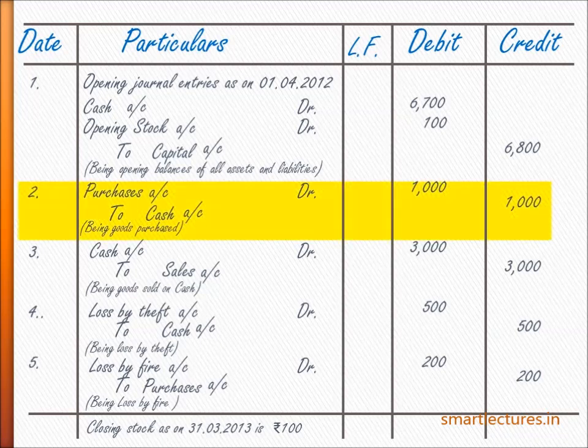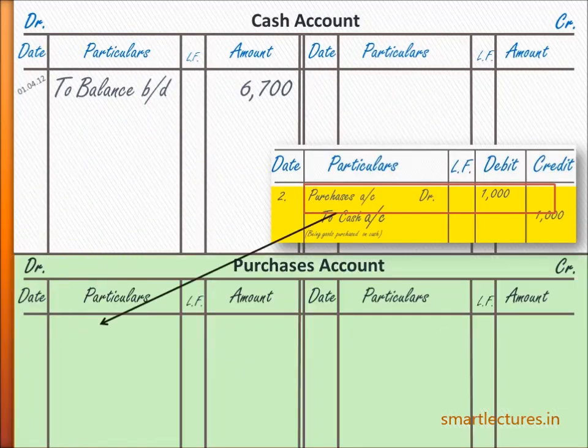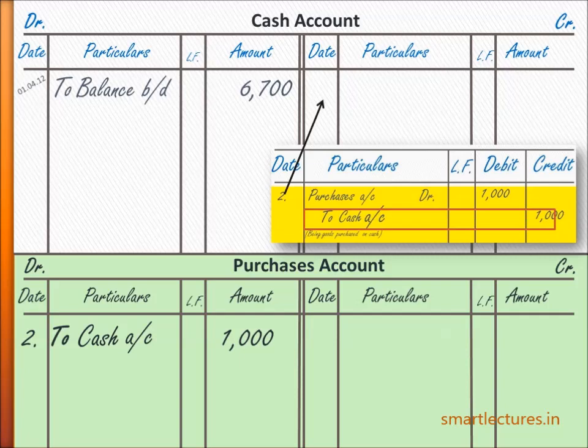Now purchases account debit rupees 1,000, come to the purchases account and on debit side write down to cash account rupees 1,000. Cash account has been credited by rupees 1,000, come to the credit side of cash account by purchases rupees 1,000.